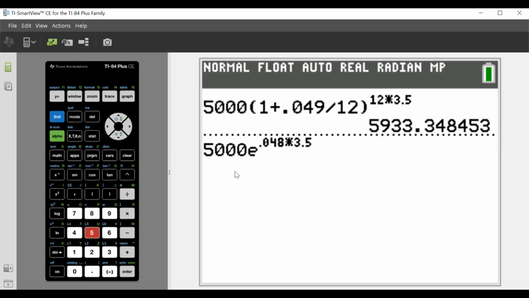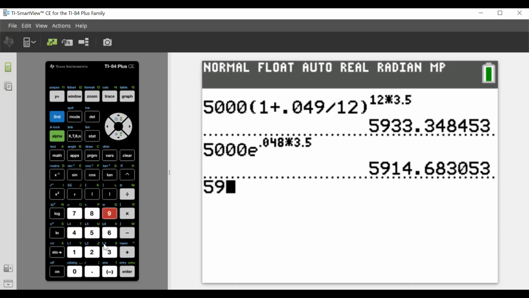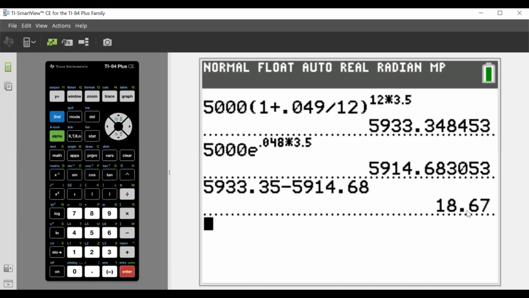Now let me think. PERT looks good. So 5,914.68. As we can see, this one was a better return than this one, so we did have the right numbers. So now we just take 5,933.35 minus 5,914.68, and it's $18.67 better.